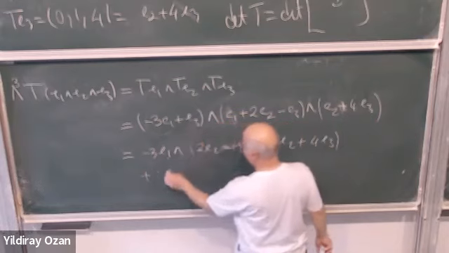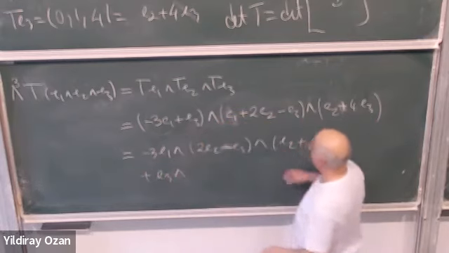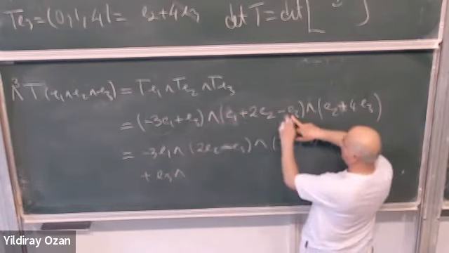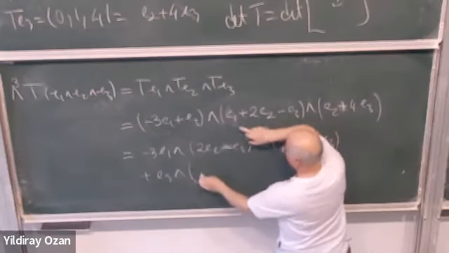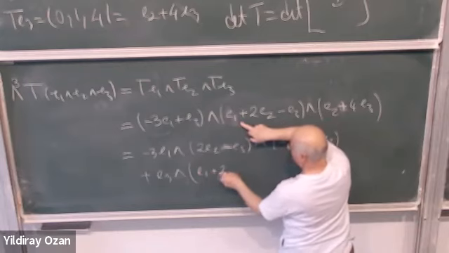I can take E3. But if I take E3, then I don't have to take this E3 because E3 times E3 will be 0. So I can just take E1 plus 2E2.